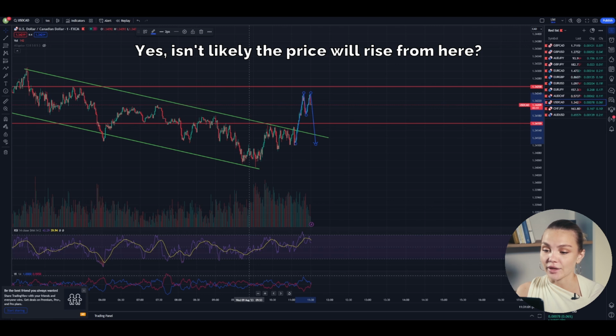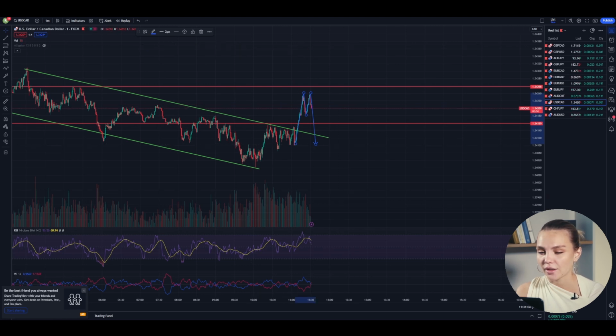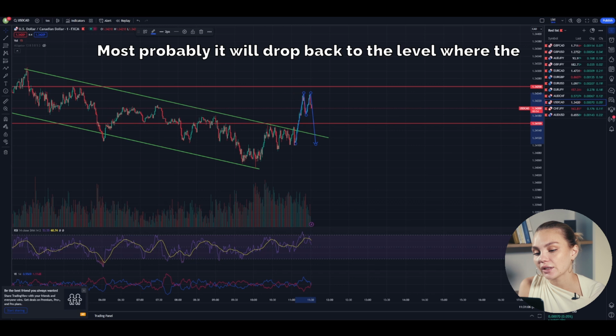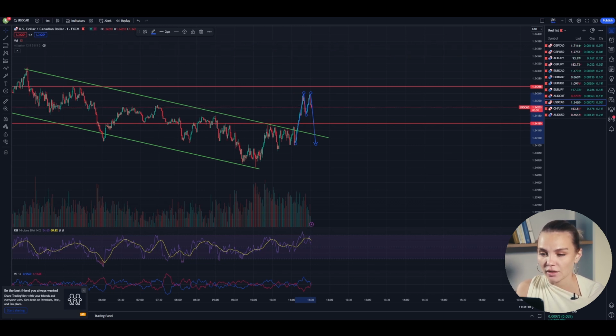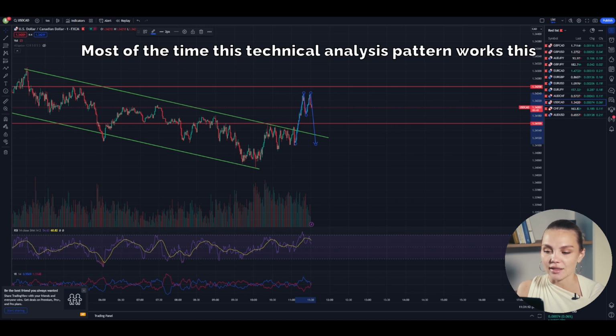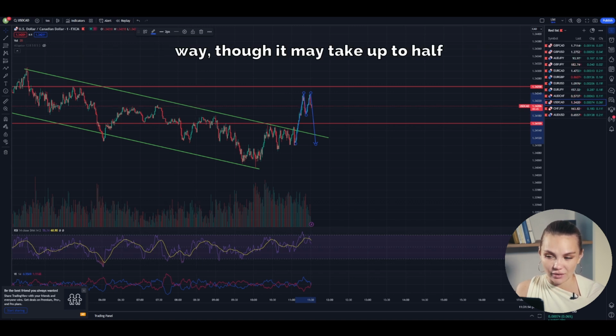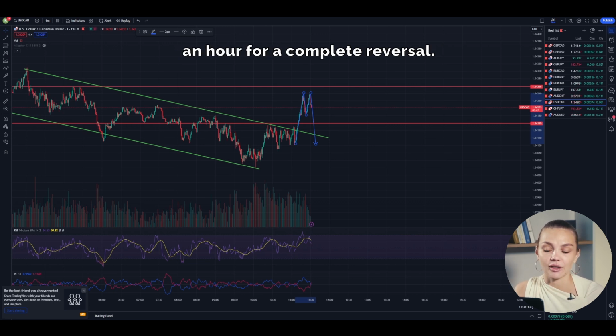Yes, it's unlikely the price will rise from here. Most probably it will drop back to the level where the impulse began. That's where I drew the arrow. Most of the time, this technical analysis pattern works this way, though it may take up to half an hour for a complete reversal.